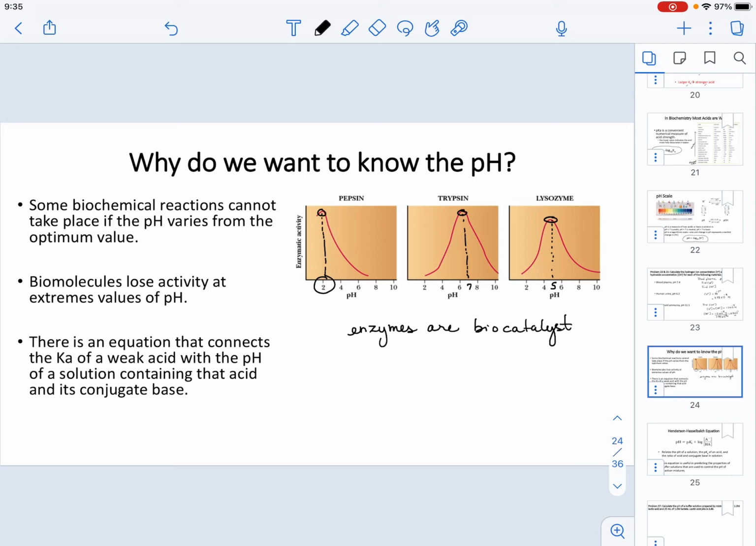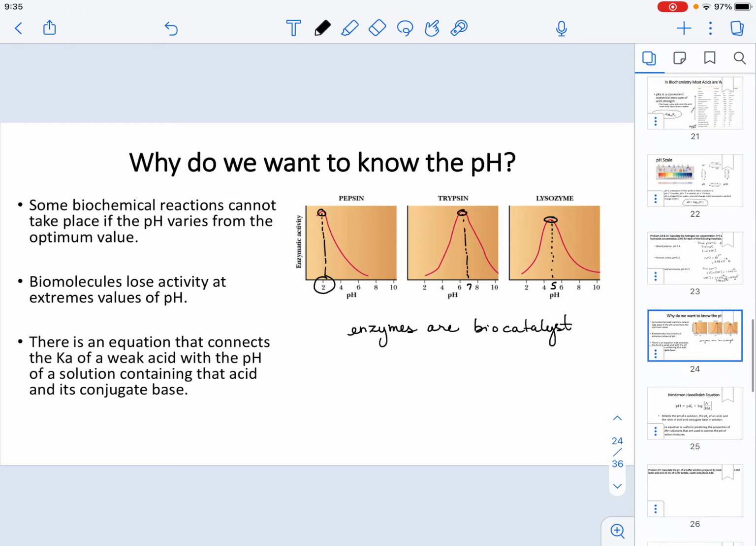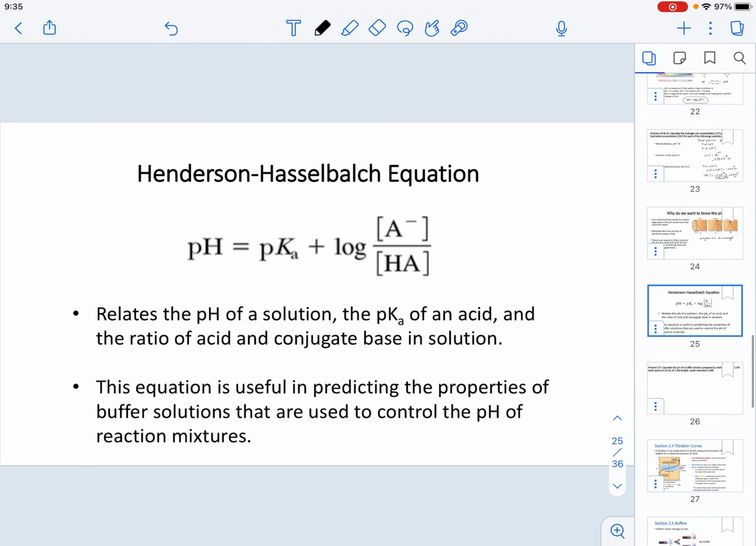Now, understand that because it is important to understand pH and the ability for a molecule to dissociate, or to basically be willing to donate a proton, there is an equation that connects the Ka of a weak acid with the pH of the solution that contains the acid and its conjugate base. That equation specifically is known as the Henderson-Hasselbalch equation.